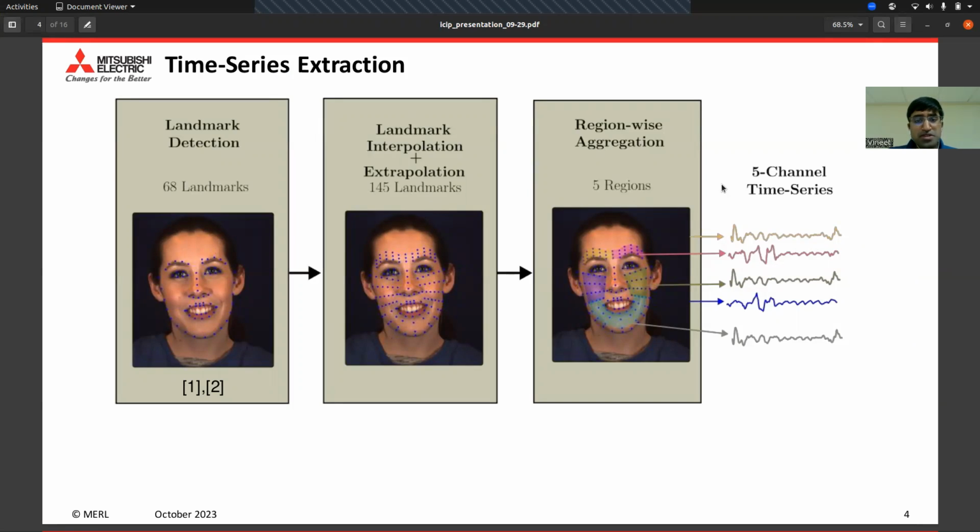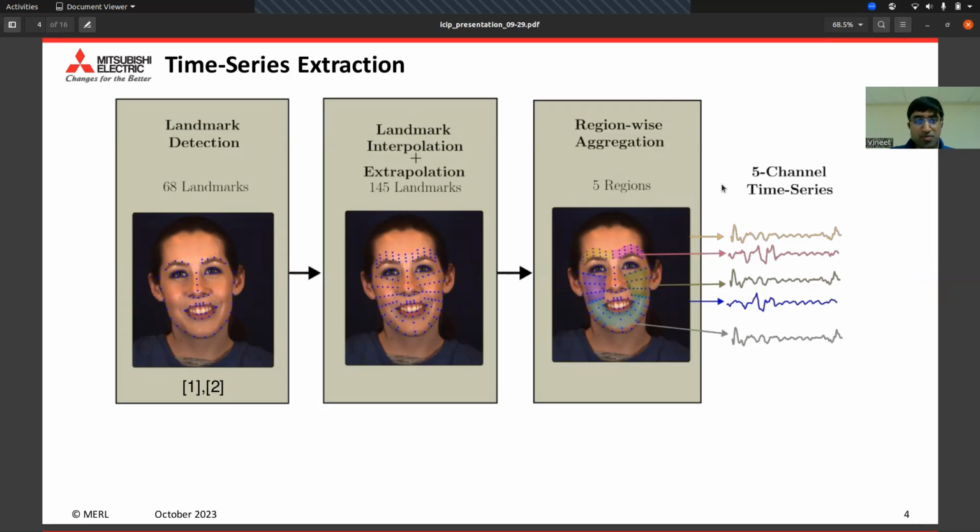We then assume that there's pulsatile signal in the cheeks, chin, and forehead, and extrapolate the number of landmarks to 145 landmarks. We then segment the face into 5 spatial regions, and we take the mean pixel intensity of all landmarks in a region across all frames to generate a 5-channel time series. We assume that this 5-channel time series contains the pulsatile signal, but also contains noise, and we then must separate the pulsatile signal from the noise.